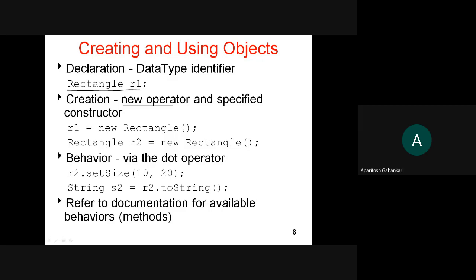Okay, so r1 is equal to new Rectangle, so necessarily this is nothing but your constructor. This is called a constructor. So what will the new operator do? It will call the constructor, and that constructor will initialize the object. Alternatively, you can write Rectangle r2 is equal to new Rectangle.